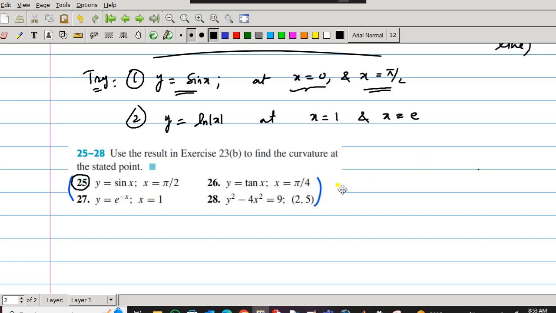Tangent x at pi by 4. You see this 26 formula. Why do they give you pi by 4? Because this is your tan x. At pi by 2 tangent becomes infinity. At minus pi by 2 tangent becomes infinity. So that's why they give you pi by 4 somewhere here. Find the curvature of the tangent x at pi by 4. So you can do that.